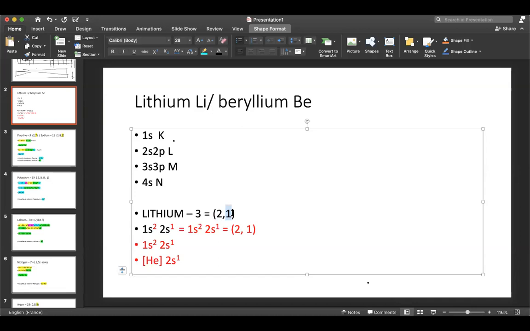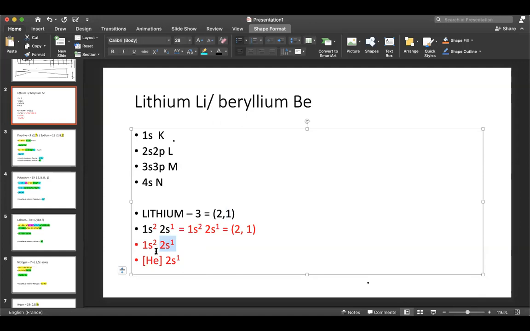So the valency shell will always be the one at the far end. I think you guys have done this. In our case, the valency shell is this here, the 2s to the power 1. Therefore, in the configuration électronique avec les gaz rares, we are not going to consider the valency electron, but we are going to consider the configuration électronique of the one that precedes the valency shell.